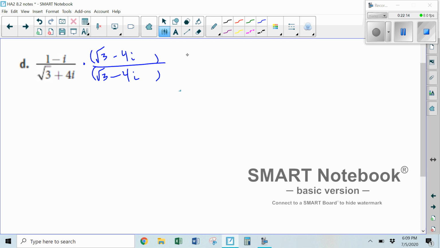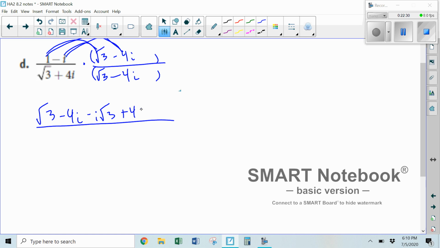Okay, let's go ahead and simplify the numerator. Distribute. 1 times root 3 is root 3. Negative 4i, minus i root 3, plus 4i squared. Your denominator, root 3 times root 3, think about that off to the side. Root 3 times root 3 is root 9, which is just 3.